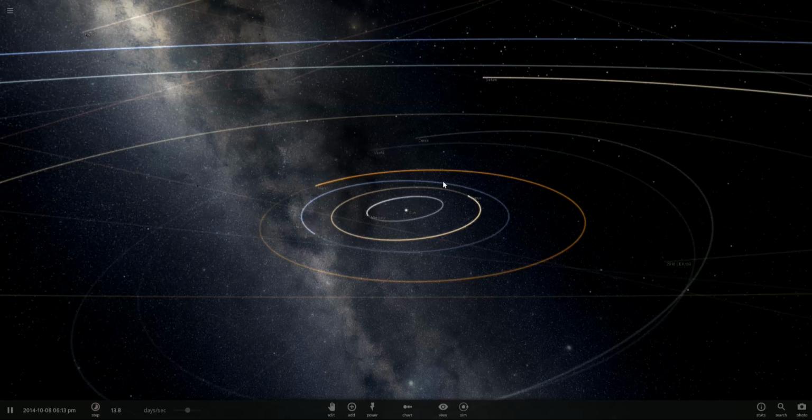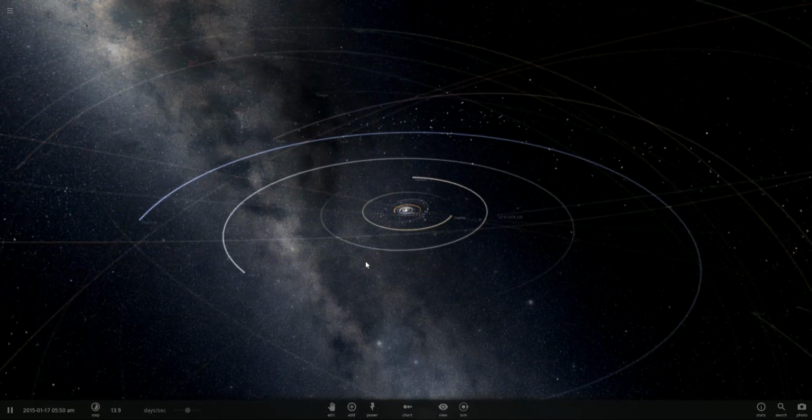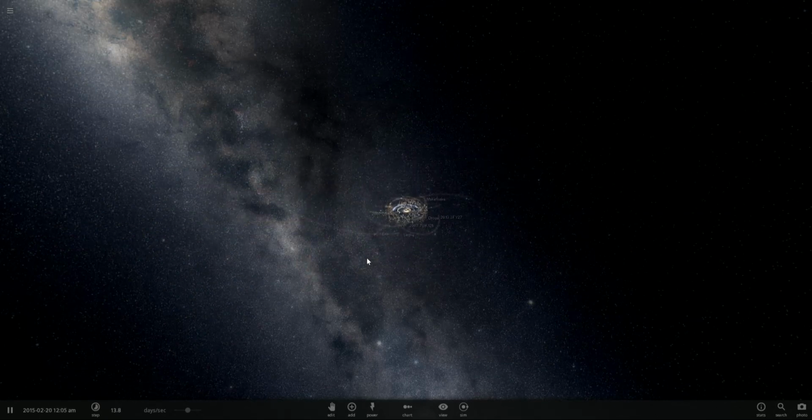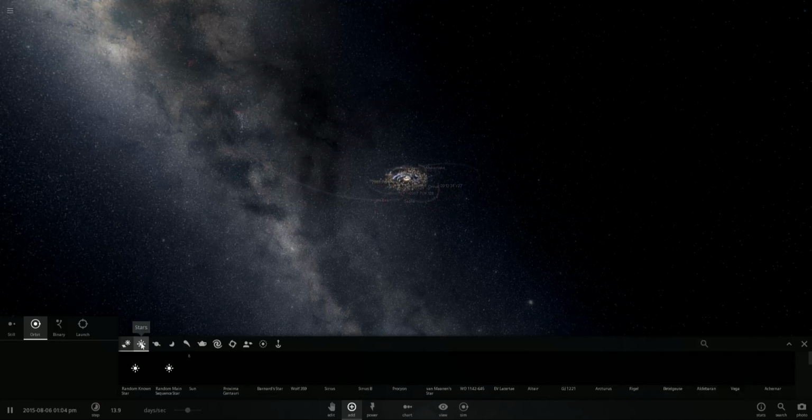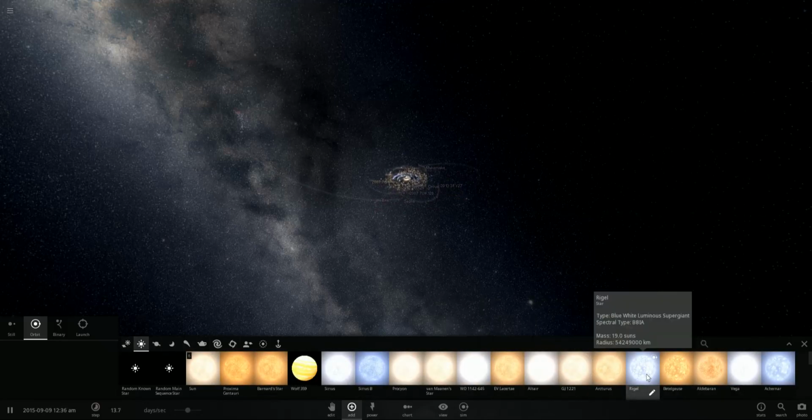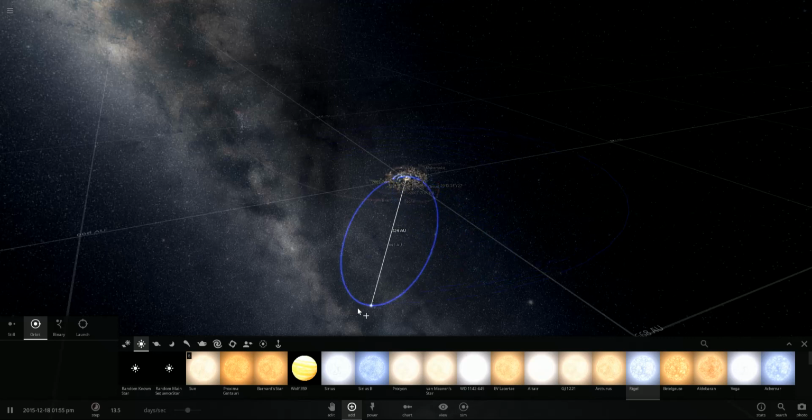Now, I believe in our last episode, we put the sun where Jupiter is, and we're going to do something similar, in a similar manner to that. We're going to launch a star at the sun from outside of our solar system, and not just any star, but a big one. Rigel. It's 19 times the size of our sun. Huge. Oh, not orbit. Launch.